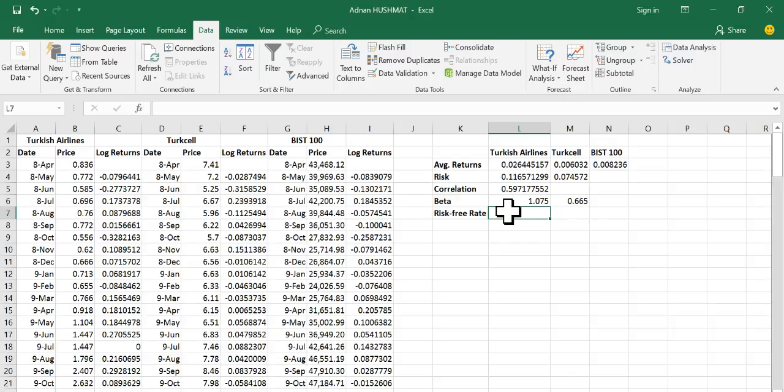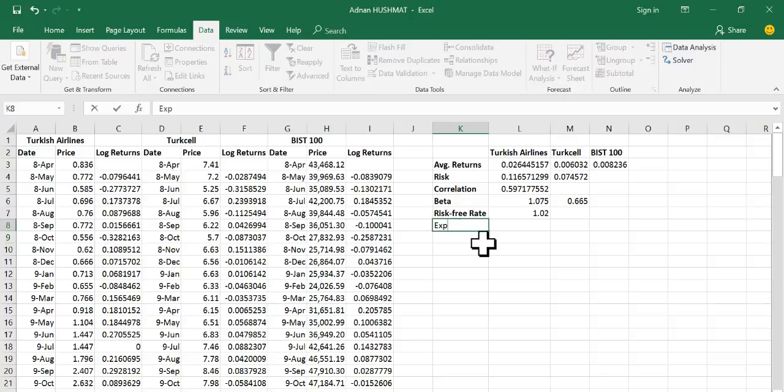For example, in Turkish markets it's around 14% per annum. This is our monthly data, so your risk-free rate of return should also be a monthly rate. So here the monthly risk-free rate is, for example, let's do it at 1.02. This is the risk-free rate of return. Okay, so what is the expected return using CAPM?